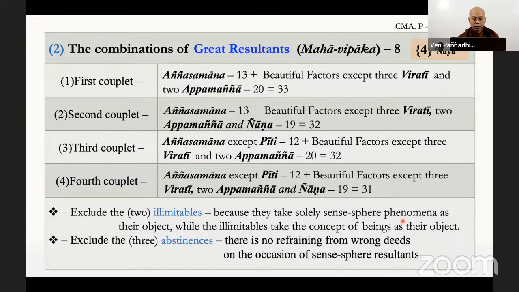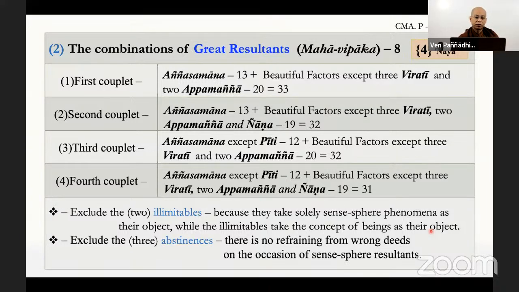That's why this resultant consciousness takes only sense-sphere phenomena as its object. Then the illimitables take the concept of beings, as we already said, as their object. So here the object can never be the same. That is why whenever Mahavipaka, great resultant consciousness, arises, the Abhidhamma becomes an exception.